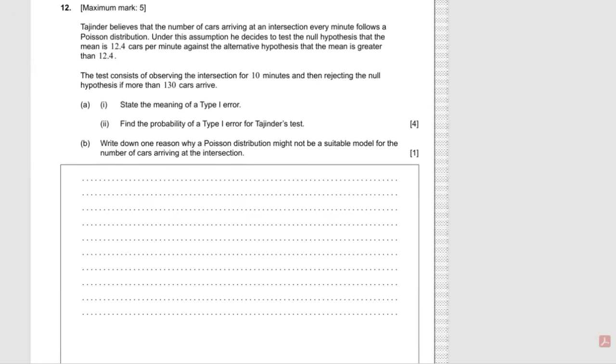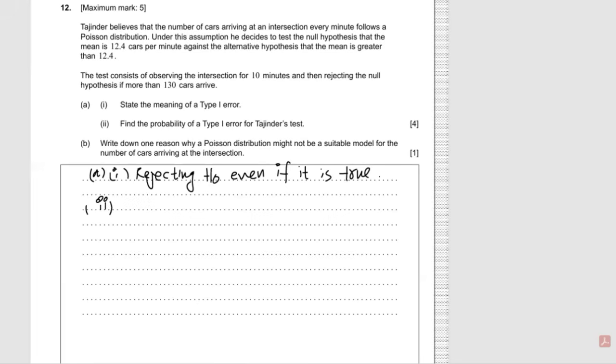Part A1, state the meaning of a type 1 error. Okay, now that is something worth noting as well. What is a type 1 error? A quick way to think about this is that a type 1 error means rejecting the null hypothesis even though it's actually true. Okay, so that's the meaning. So let's just write this. Rejecting H naught even if it is true. This is known as the type 1 error.